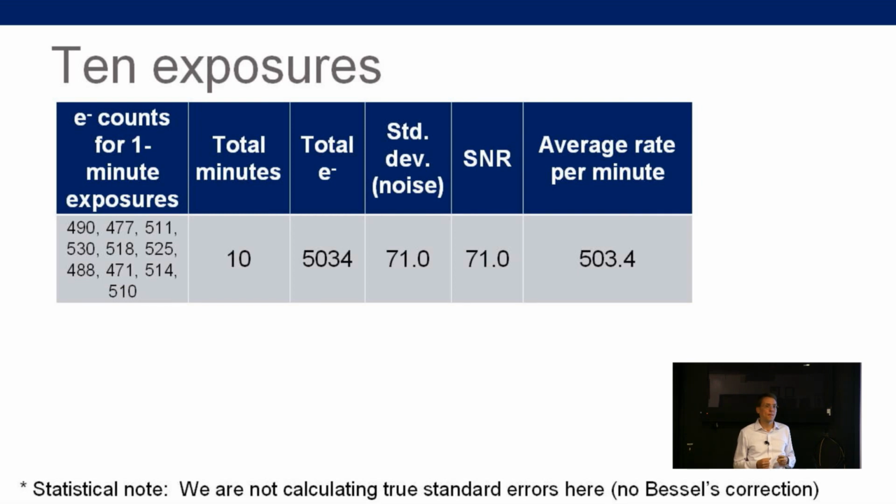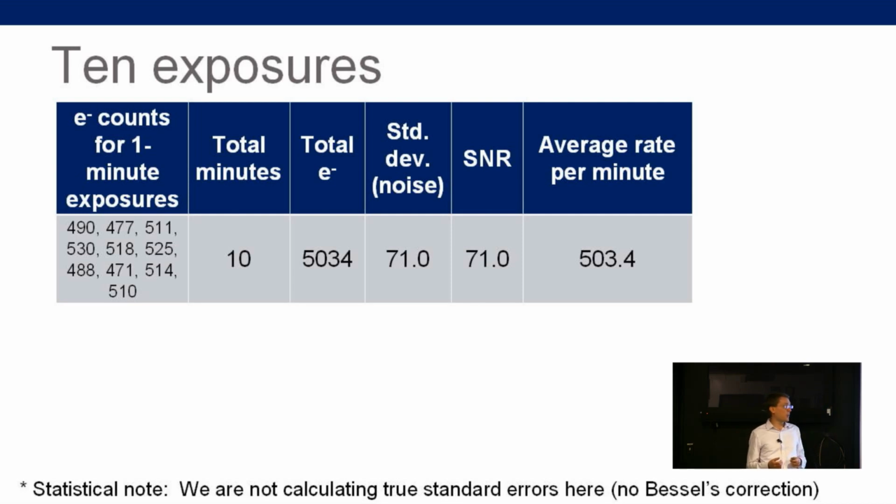You can see you're going to get slightly different numbers each time. We took 10 minutes total. We got 5,034 electrons. The square root of 5,034 is 71. That's our noise. We're getting closer. We're down to 503.4. That's our new best guess at what the brightness is, our best guess of the long-term average. Notice we're getting closer to the true value as we take a larger sample.